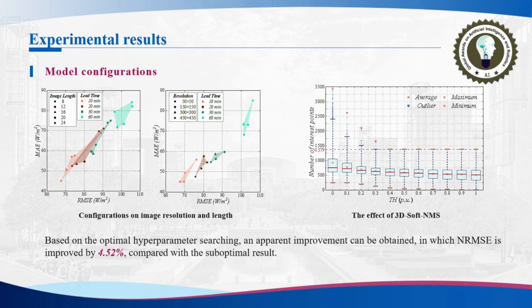This part introduces the model configuration results. We have carefully and thoroughly investigated the effect of image length and its resolution on the forecasting accuracy. Also, the vital parameters within the 3D soft non-maximum suppression were investigated. Therefore, based on the optimal hyperparameter searching results, an apparent improvement can be obtained, where the normalized root mean square error is improved by 4.52% compared with suboptimal results.